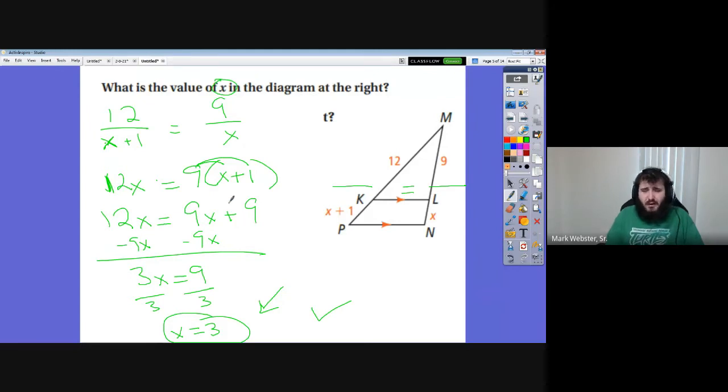And if you're like, well, I don't know, is this math right? Well, look, x equals 3 according to our work. Let's plug it back in. Is 12 over 3 plus 1 the same as 9 over 3? Is 12 divided by 4 equal to 9 divided by 3? Yes. So we know we did it right. Okay. Now it's your turn.